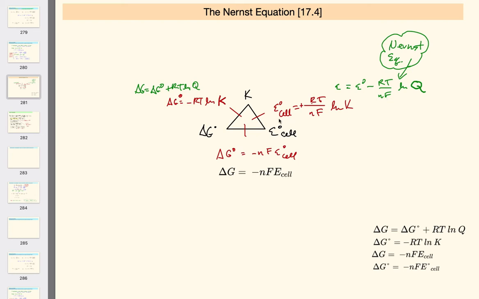Notice that for E, you're going to see a Q, and at equilibrium, the equation reduces to the one you see there in red, but notice there is now a K there because you're at equilibrium conditions. And those are the three key equations.